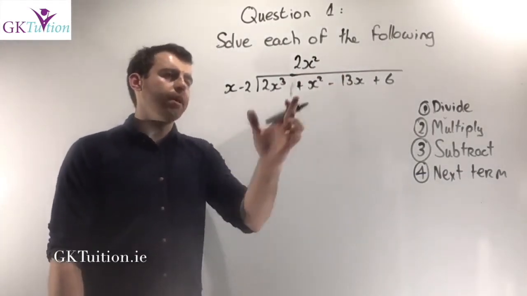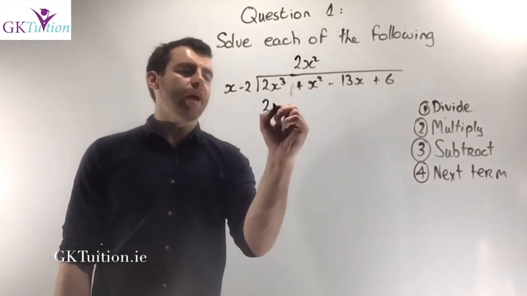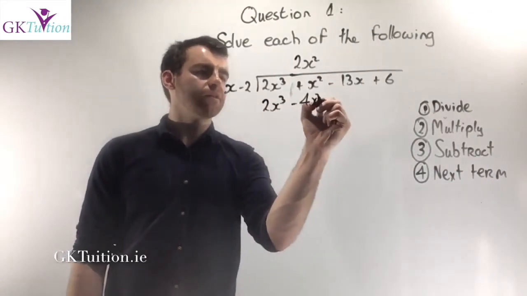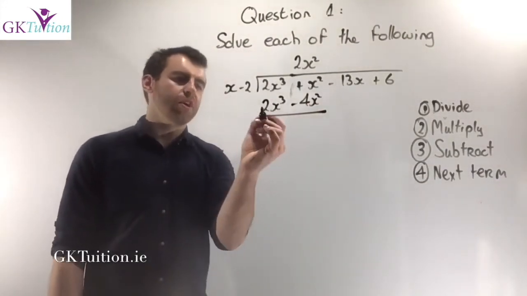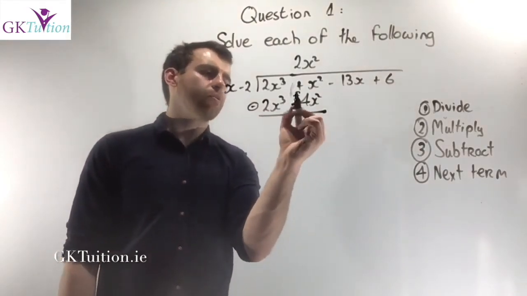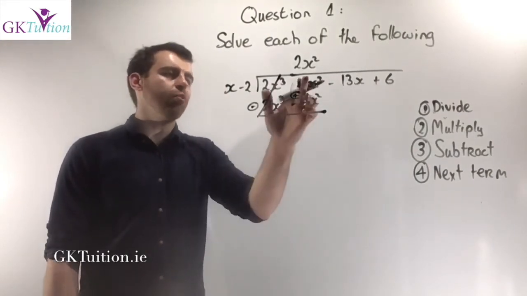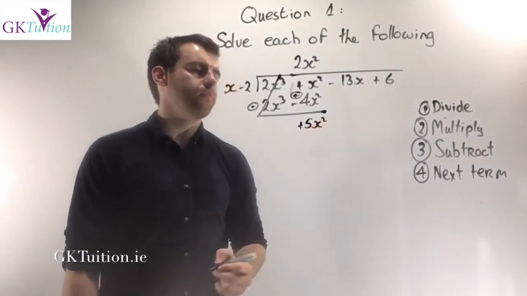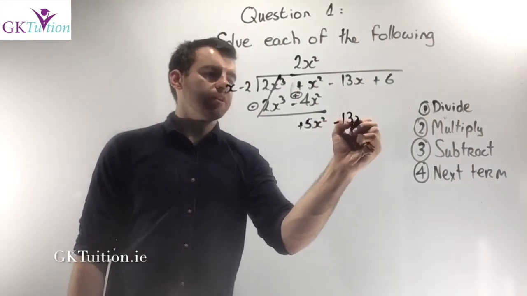Now I'm going to multiply the thing on the top by each of these. 2x squared by x is 2x cubed, while 2x squared by minus 2 is minus 4x squared. My third step is to subtract, so I'm going to change each of those signs. Plus 2x cubed becomes minus 2x cubed, minus 4x squared becomes plus 4x squared. The x cubed will cancel out, and I have 1x squared plus 4x squared, which gives me 5x squared. And then my fourth step is I need to take down the next term, which is a minus 13x.